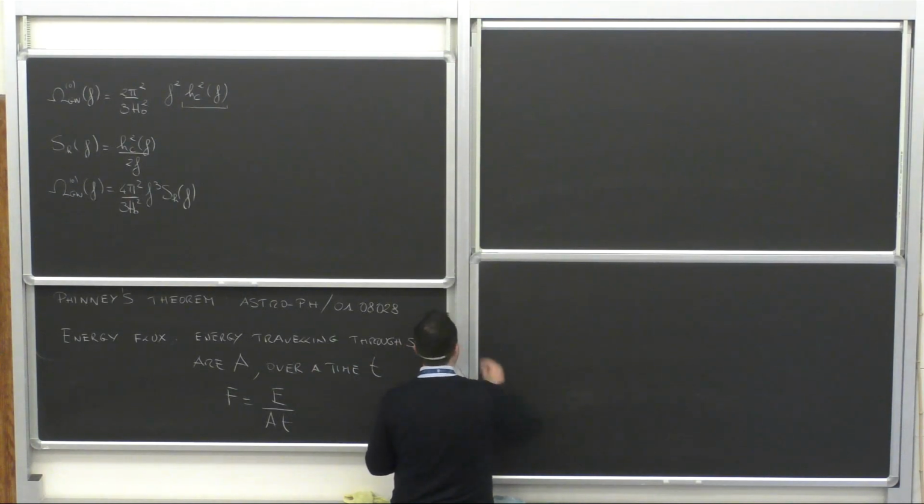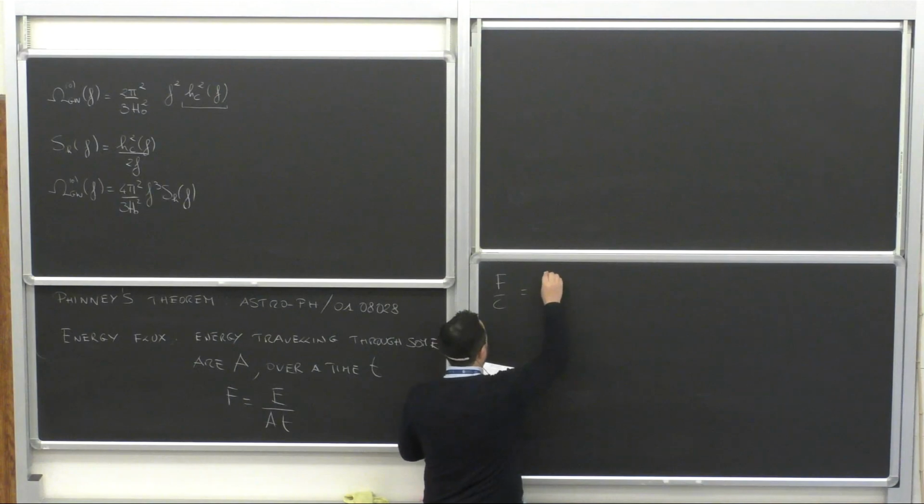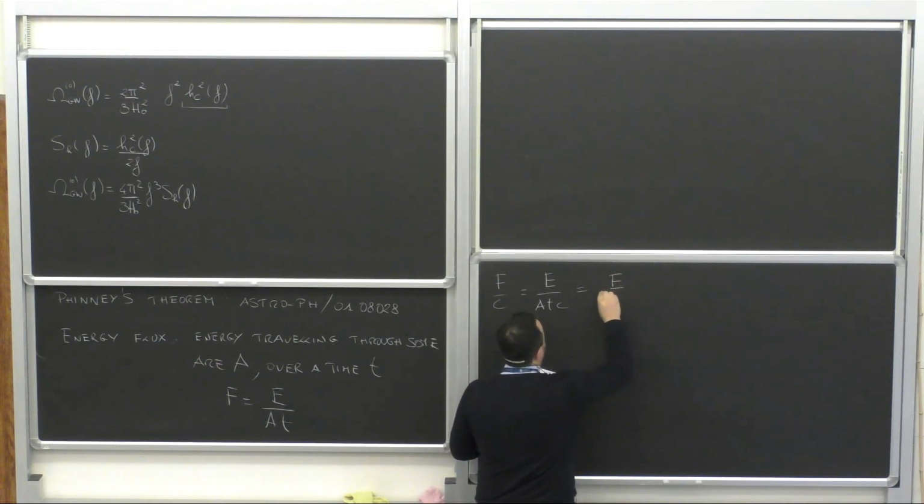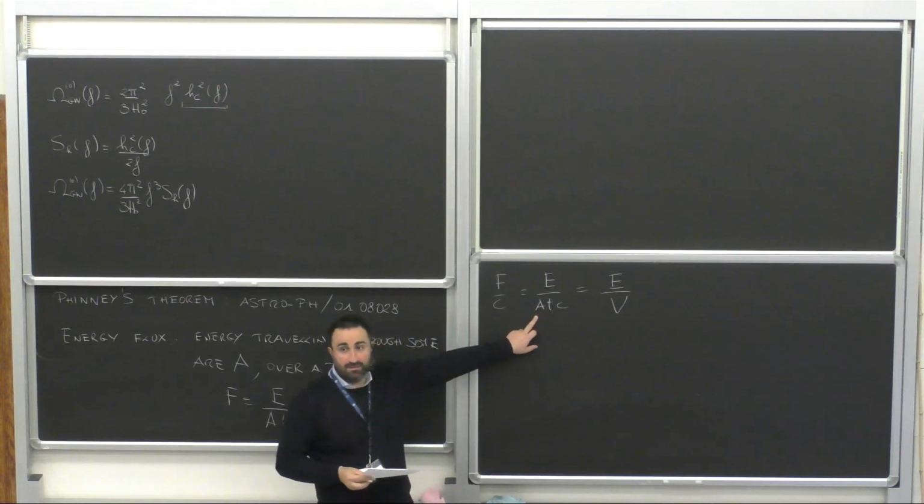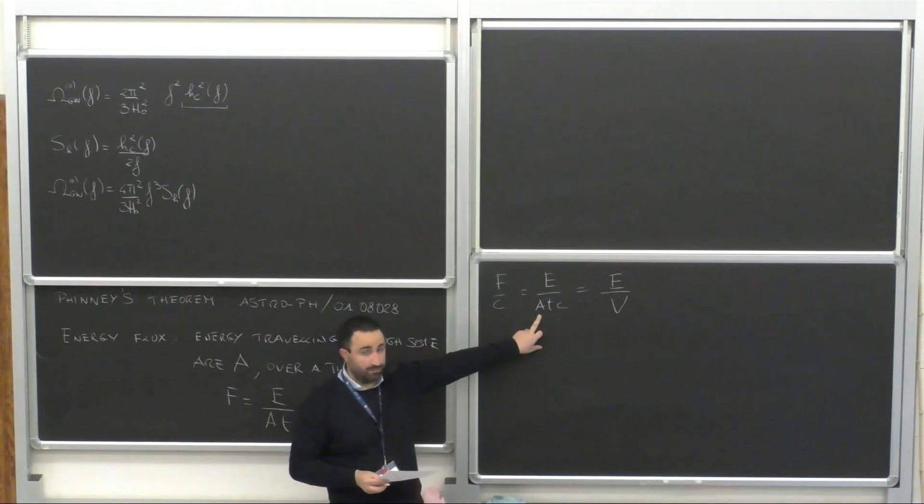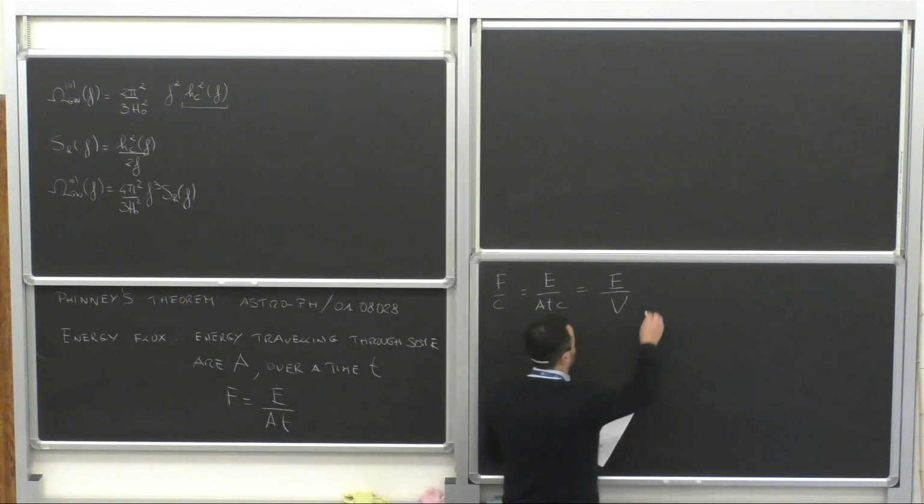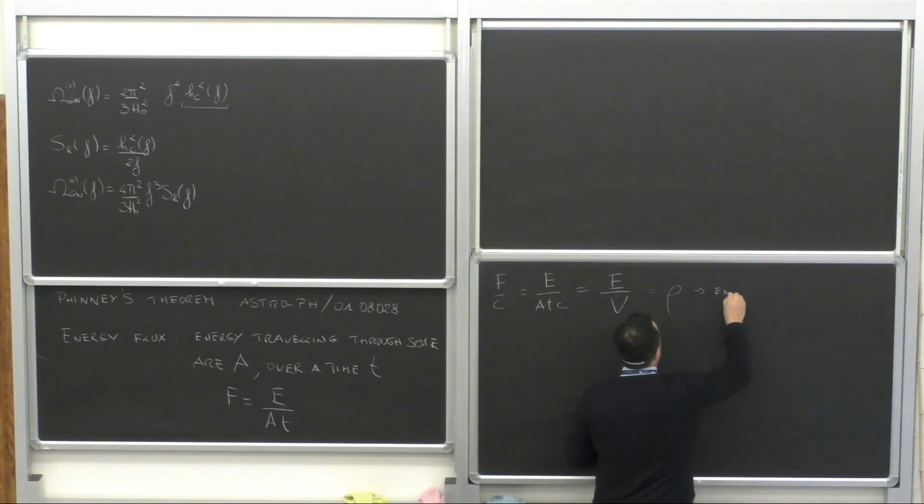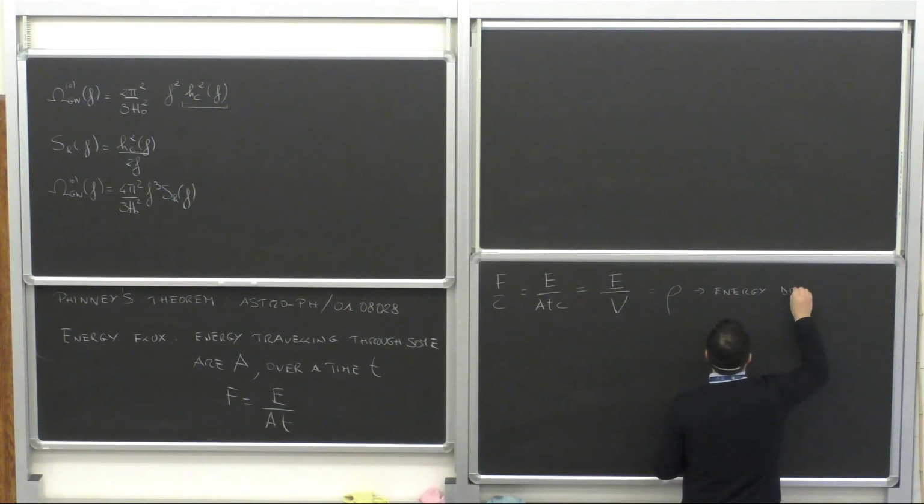So don't complain too much, but you can do it precisely. If you then divide by c, you have A, t, c. So this is essentially my energy over the volume, over all the volume of the universe, if you want. And this is, as you know, an energy density, because I want to arrive at computing an energy density.